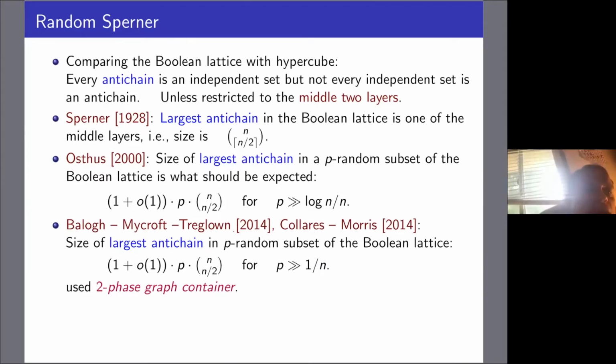And here for this problem with Mycroft and Treglown and independently Collares and Morris, we proved for all the range of p the same result. And here the new technical phenomenon was the so-called two-phase graph container. So the two-phase graph container is simpler than the sophisticated graph container, but one step ahead of the simple graph container that I will briefly talk about soon.